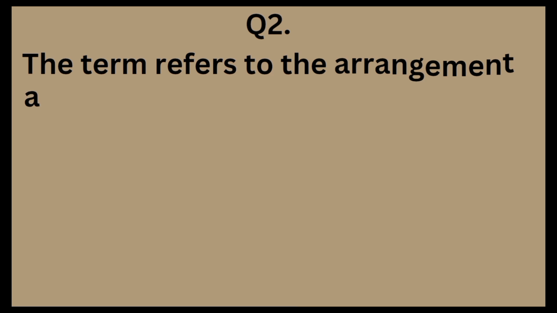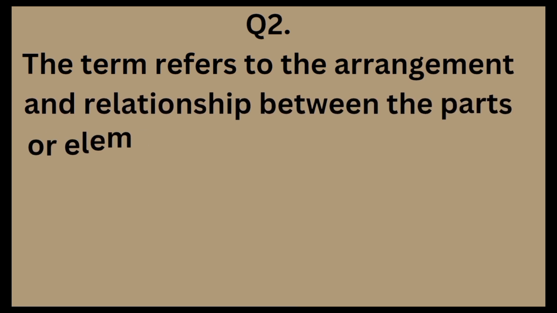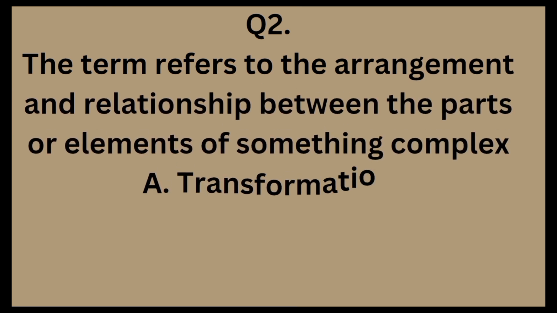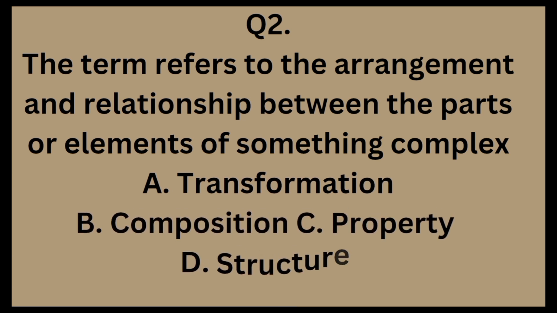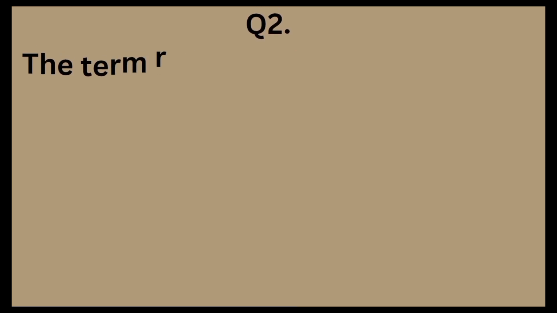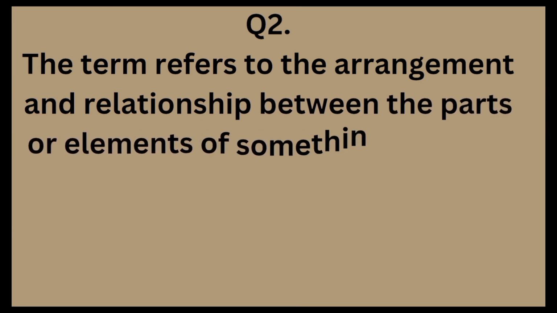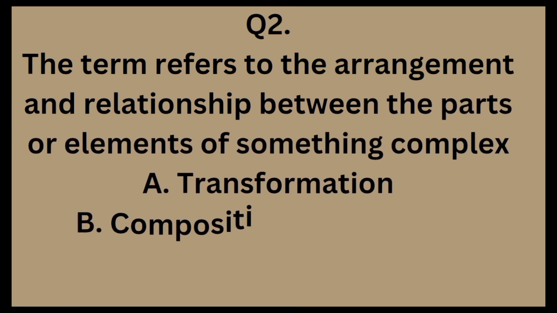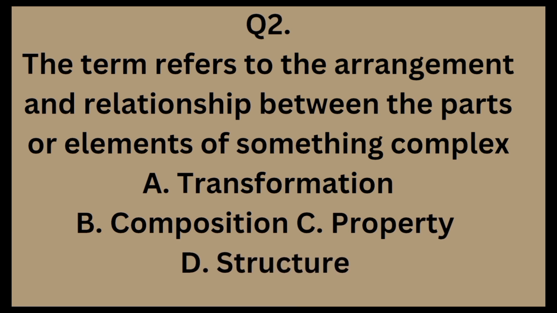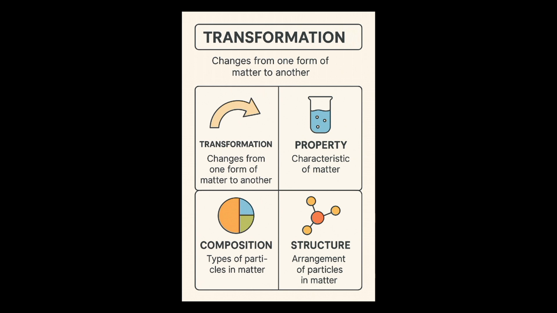Question 2. The term refers to the arrangement and relationship between the parts or elements of something complex. A. Transformation, B. Composition, C. Property, D. Structure. Based on the question, first define the 4 terms. Let's take A, transformation. Transformation is a change in form, nature, or appearance. There are 2 types of changes. Those are physical change, a change in physical state.